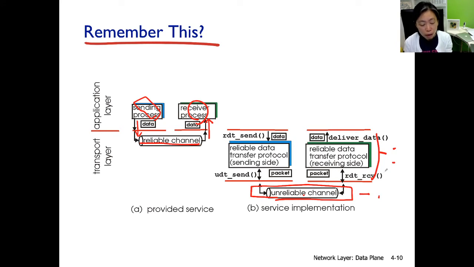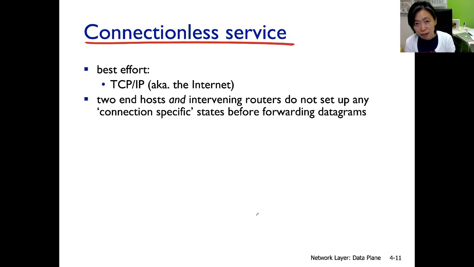So the service model we'll be talking about next is how we implement, and what kind of channel we provide here. Are we going to provide a more reliable channel or a less reliable channel? A more reliable channel is one service model. A less reliable channel is one service model as well. We could actually have a spectrum of different service models here. There are two major camps of service models.